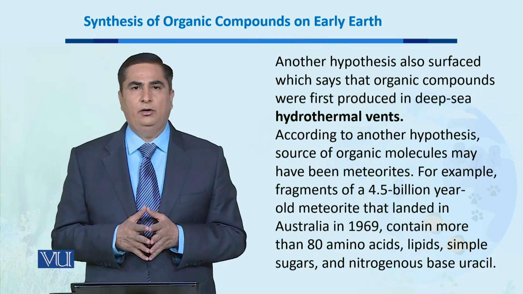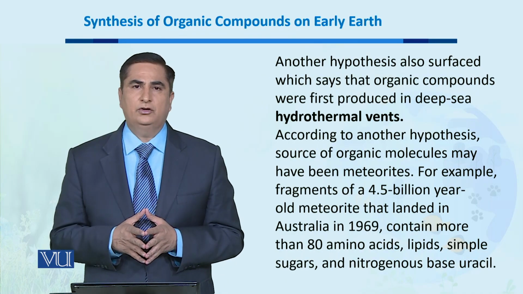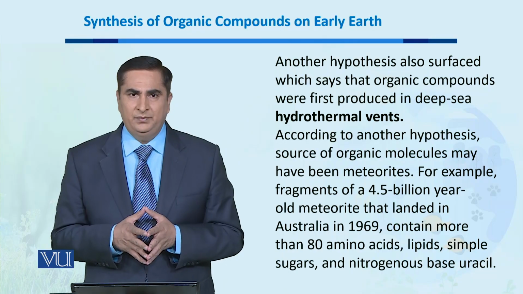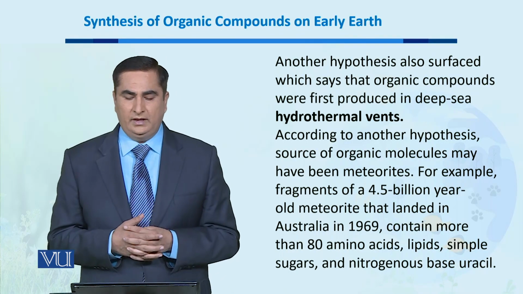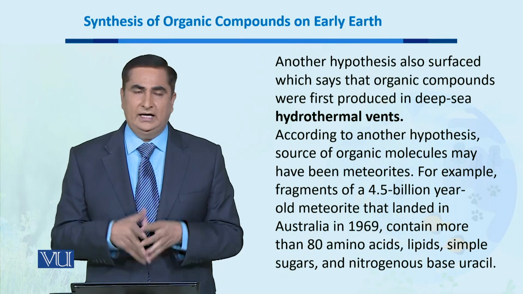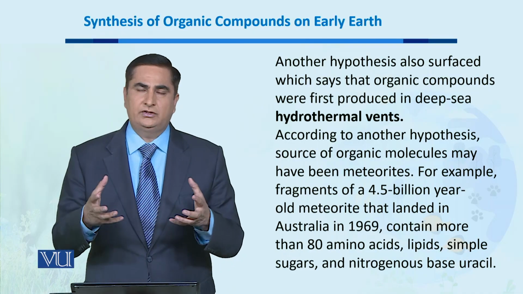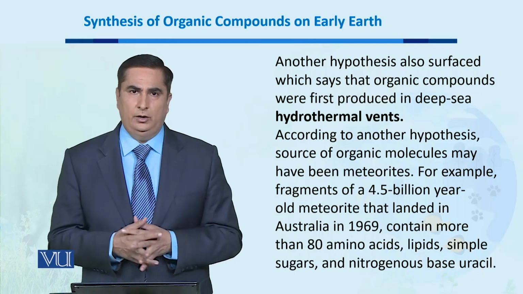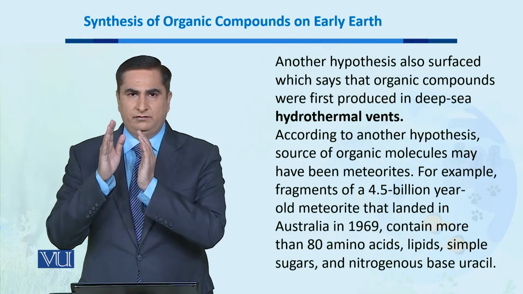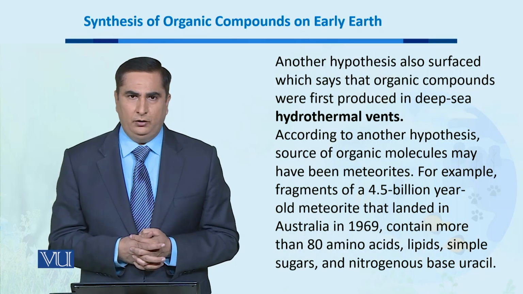For example, scientists took samples of fragments of a 4.5 billion years old meteorite that landed in Australia in 1969 and examined them. They found that it contains more than 80 amino acids, lipids, simple sugars, and the nitrogenous base uracil. These are all organic compounds which form the base for life forms. So these are the different theories which state how organic compounds were formed, which later on combined together to give a new life form on Earth.